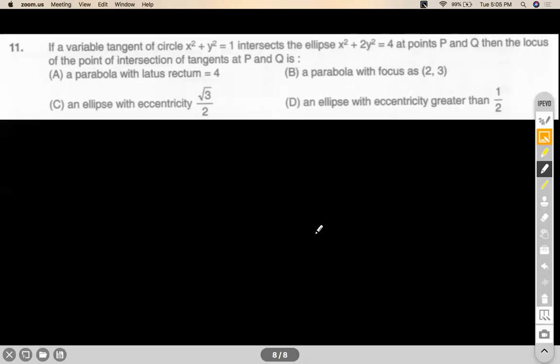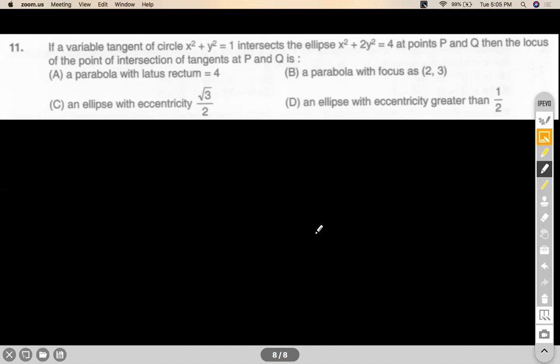Alright. If a variable tangent to the circle x square plus y square equal to 1 intersects the ellipse at point P and Q, then the locus of the point of intersection of tangents at P and Q is. Okay. What is this question? Okay, is a parabola. Okay.